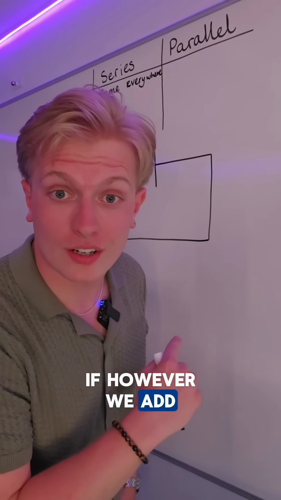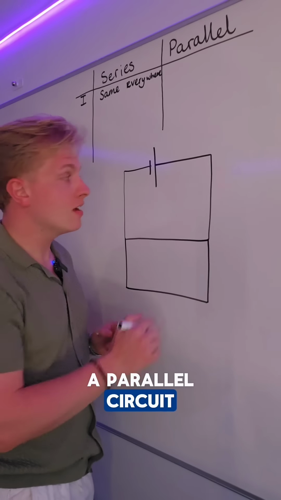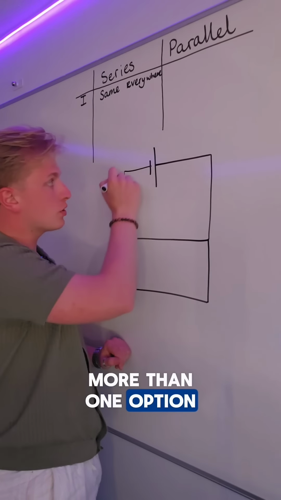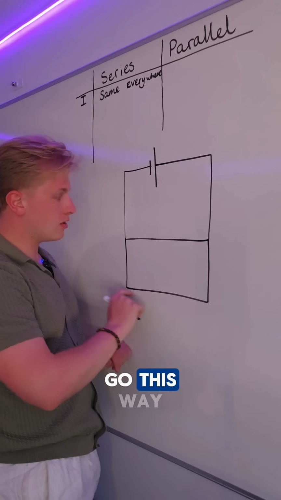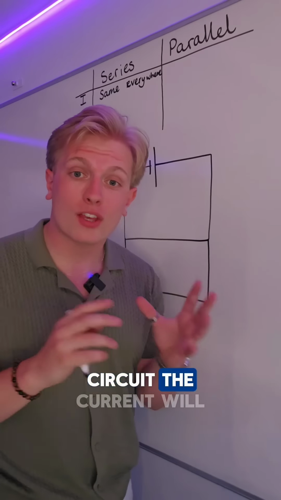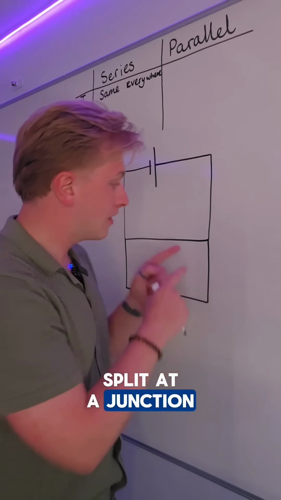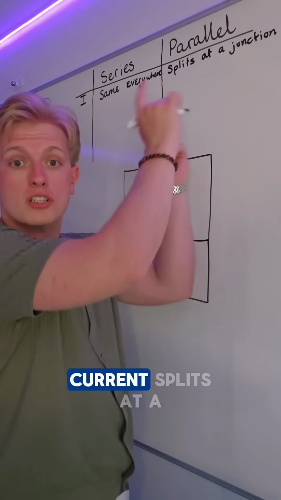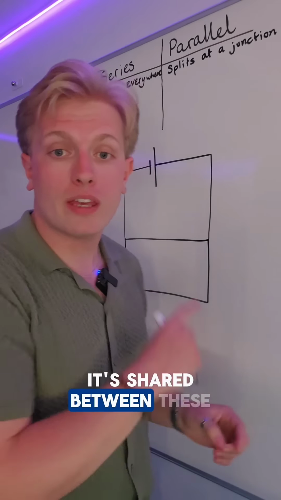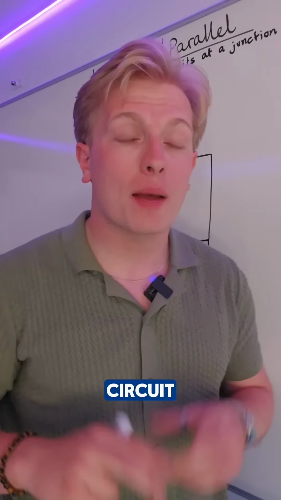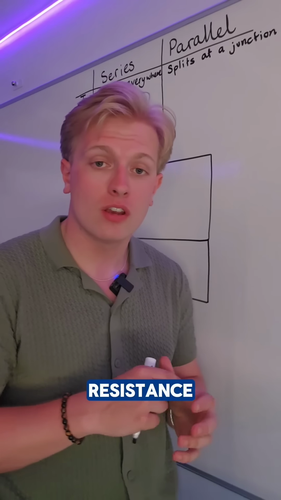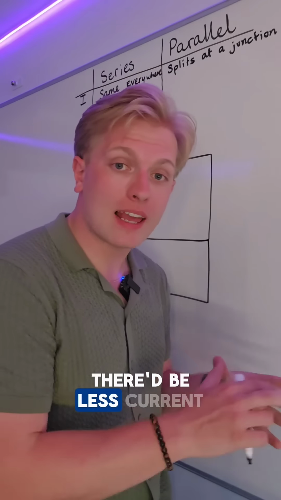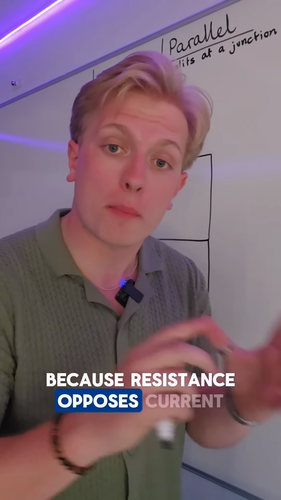If, however, we add another loop to make a parallel circuit, then the current has more than one option of where to go. It could go this way, or it could go this way. So in a parallel circuit, the current will split at a junction. This point here is a junction. Current splits at a junction. It's shared between these different branches of our circuit. And by the way, for that top level knowledge, it will be shared in proportion to the resistance. So if there's more resistance, there'd be less current on the branch because resistance opposes current.